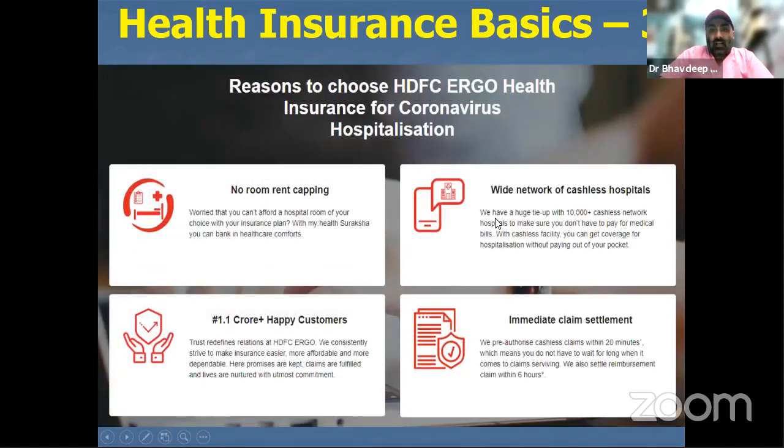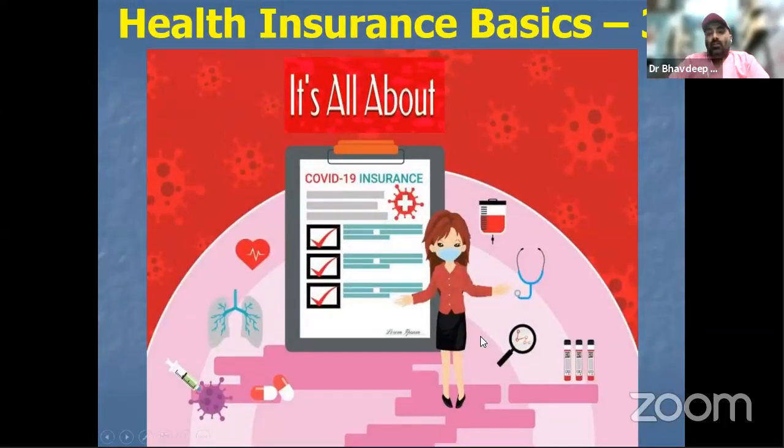Then I mentioned the Suraksha plan, the HDFC Ergo Suraksha plan which is there for COVID, the Gold Smart plan, or I don't remember the name. But yes, there is a separate COVID plan. There is no room rent capping on that. There is a wide network of cashless hospitals. We all know HDFC is the biggest private group, so 10,000 plus hospitals. A lot of happy customers and immediate claim settlements. They actually pride themselves on that. A lot of HDFC services are pretty good. So that is why it is the biggest private sector bank in India. So this is all about the COVID-19 insurance.